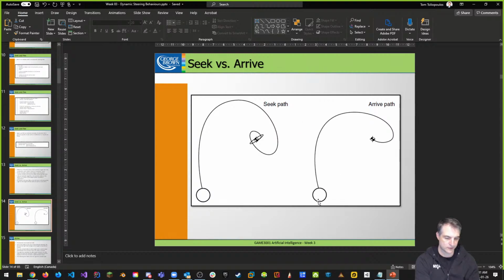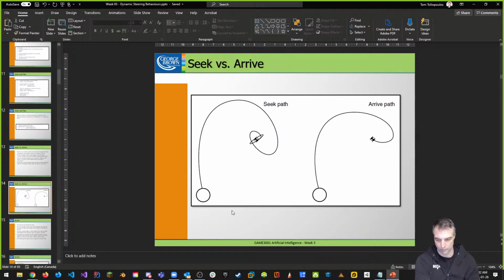Arrival, what happens is it does something different. It accelerates, and then as it hits some kind of radius around the target, it starts to decelerate until it stops. And it's going to stop exactly at the target area. That's arrival. And you can see that the arrival path is more difficult. If you think about it, you can add arrival after seek. So you have seek, and then what you want to do is extend seek and add an arrival piece to it at the end.